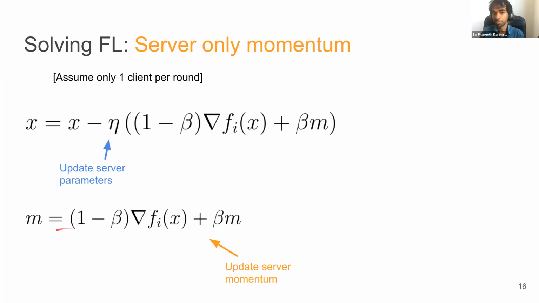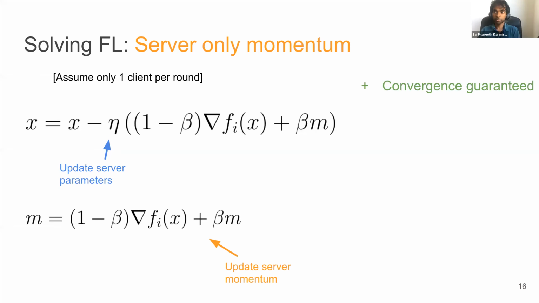Here the momentum is simply a running, basically an exponential moving average over the gradients. I know I wrote it in a weird way over here, but there's a reason why this will be useful later in the talk. This way of writing SGD with momentum is exactly equivalent to the more traditional notation which most people are probably familiar with.